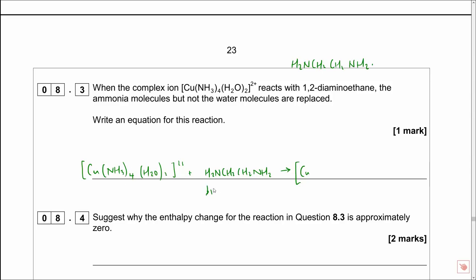However, because this is a bidentate ligand, each one of these is taking the place of two ammonias. So actually, we only need two of these, which is going to give us [Cu(H2NCH2CH2NH2)2(H2O)2]²⁺, still 2 plus, and 4 NH3. I like that question. That's a sneaky question. Love a sneaky question. Appreciate that it's bidentate there. Two amino groups. Ooh, nice.